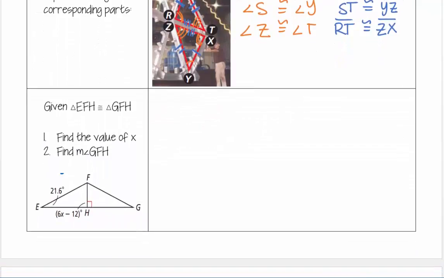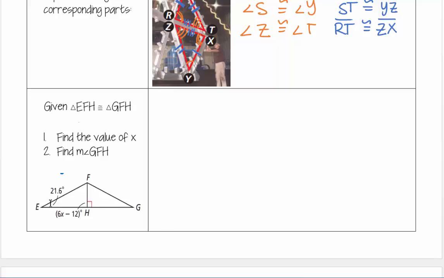So another type of problem I could give you is one that looks like this, where you got to find some things. So if I tell you that triangle EFH is congruent to triangle GFH, we could do a couple things. We could find the value of x, and then we can find angle M or GFH. So let's take a look at this order.